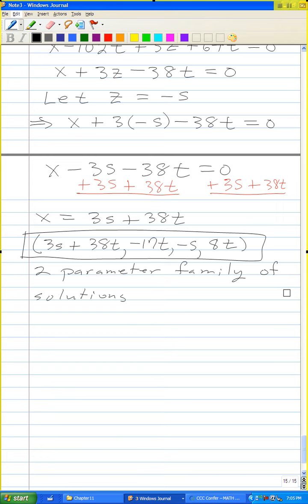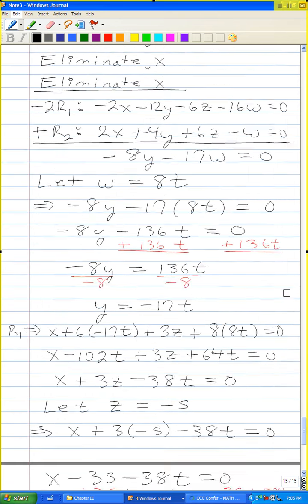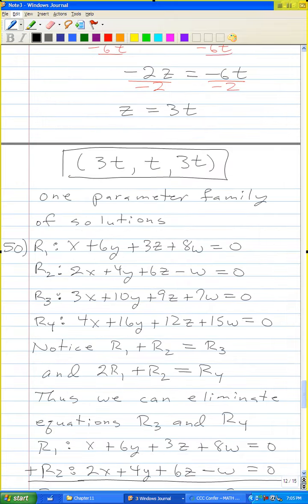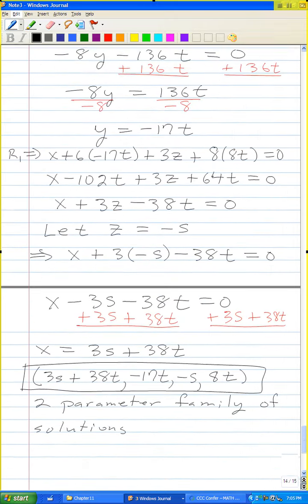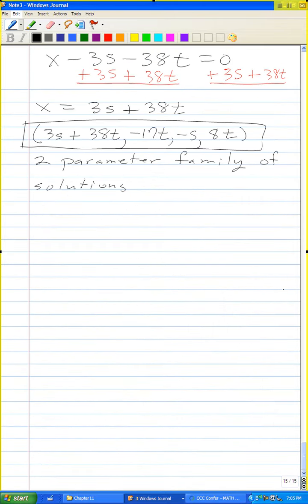Okay, let me do maybe one more of these. So that was, let's see, that was number what, 50? 50. Oh, these are getting longer. Okay, so let me do problem 54.